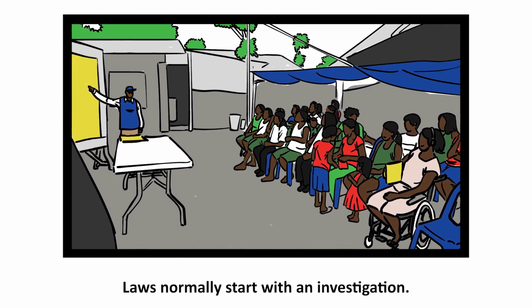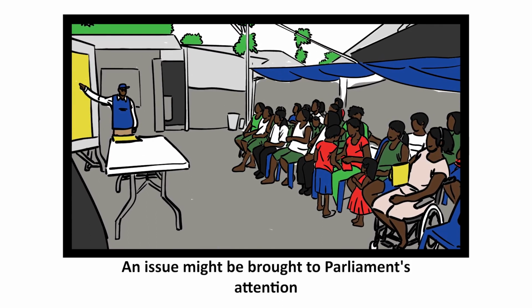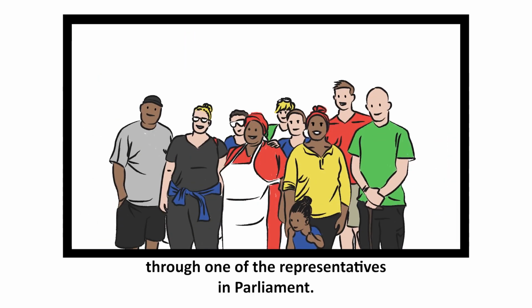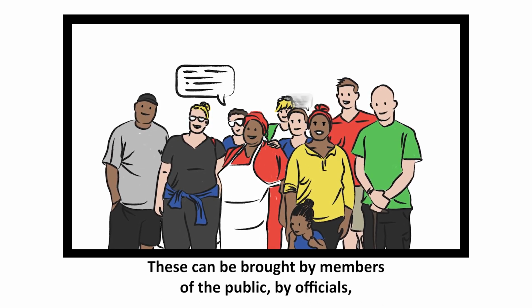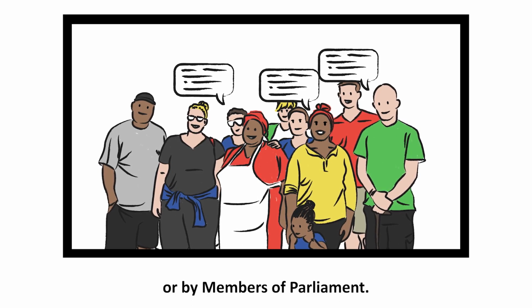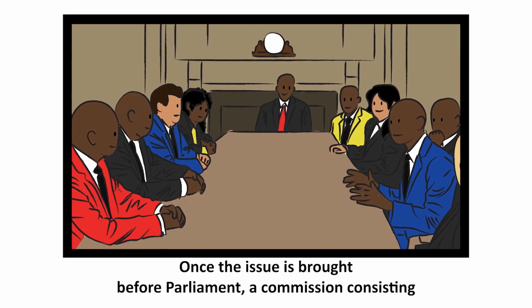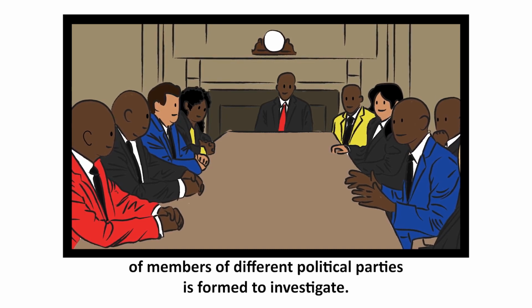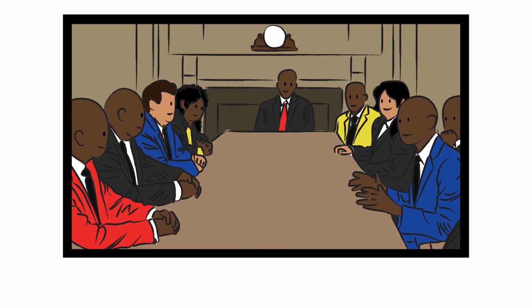Laws normally start with an investigation. An issue might be brought to Parliament's attention through one of the representatives in Parliament. These can be brought by members of the public, by officials, or by members of Parliament. Once the issue is brought before Parliament, a commission consisting of members of different political parties is formed to investigate.